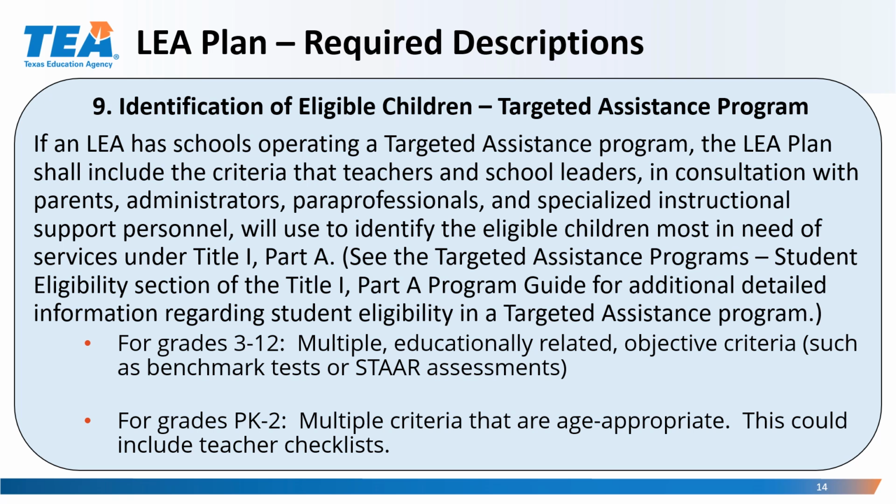If an LEA has campuses that are operating a targeted assistance program, the LEA plan must include the criteria that will be used to identify the eligible children most in need of services under Title I Part A. For grades 3 through 12, these must be multiple educationally related objective criteria, such as benchmark tests or STAR assessments. For grades pre-K through 2, these would include multiple criteria that are age appropriate. This could include teacher checklists.